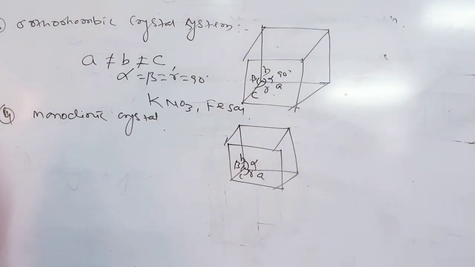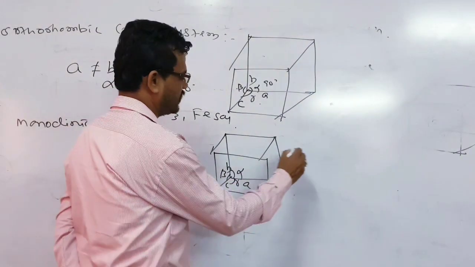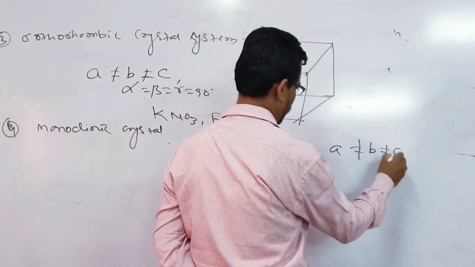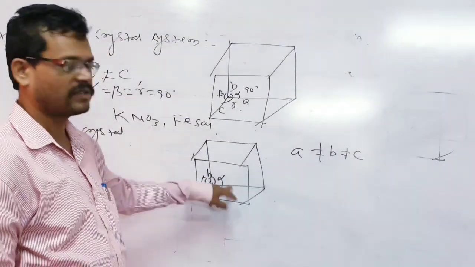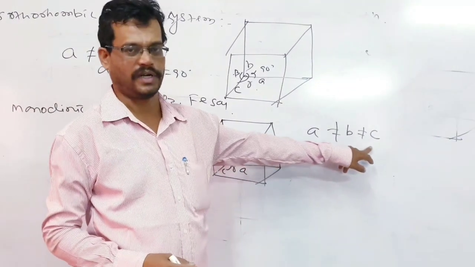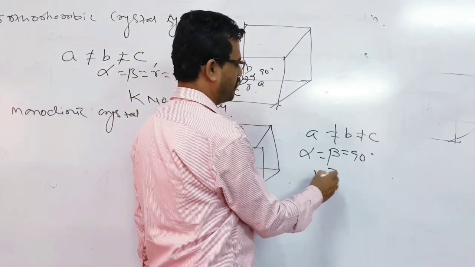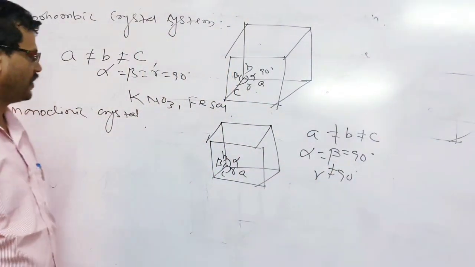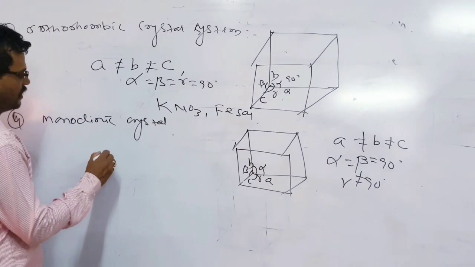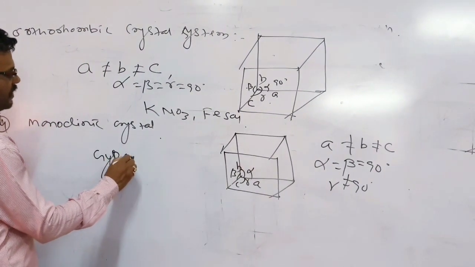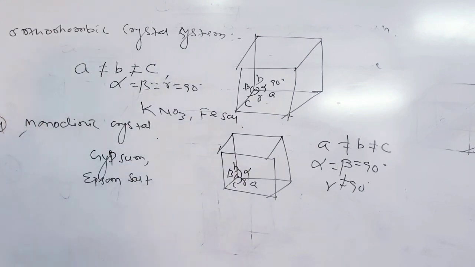In the case of monoclinic crystals, the lengths A not equal to B not equal to C, so the length, breadth and height are not equal to each other, whereas the angles alpha and beta are 90 degrees, but gamma is not 90 degrees. That is the characteristic of monoclinic crystals, and examples are gypsum and gypsum salts. These are a few examples of monoclinic crystal systems.